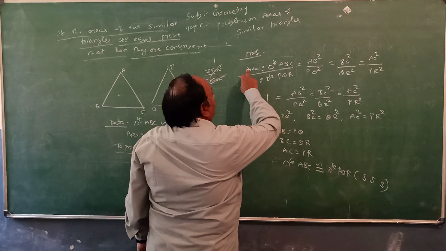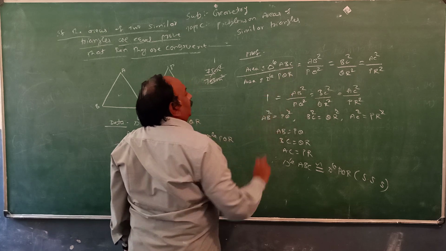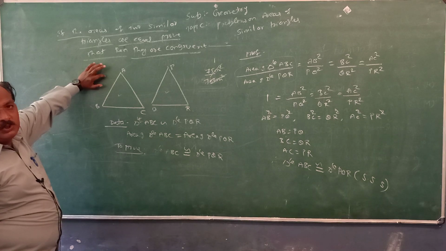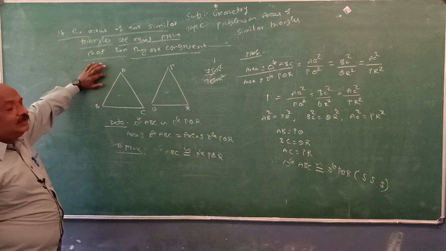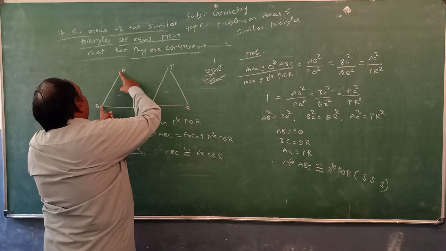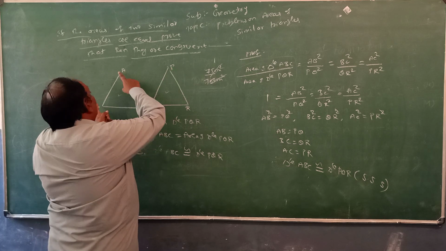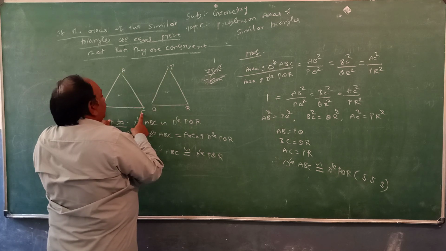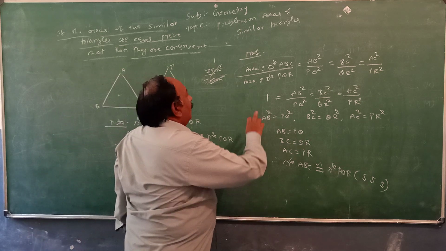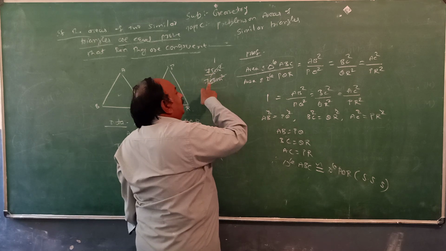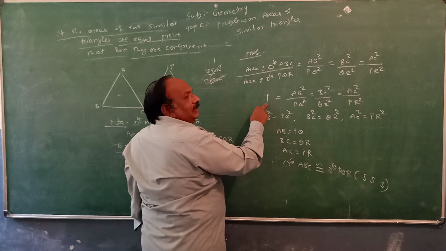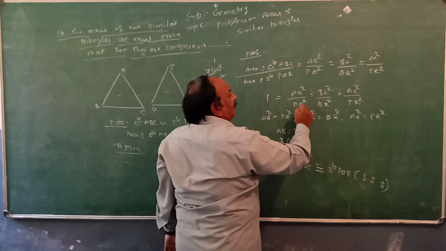Proof: apply the theorem. Area of triangle ABC by area of triangle PQR. The areas of similar triangles are proportional to the squares of their corresponding sides. Therefore, AB square divided by PQ square; corresponding side AB, corresponding side PQ. AB square by PQ square, BC square by QR square, AC square by PR square. The areas are equal. If it is 75, this is also 75. These two cancel. What do we get? 1. How do we get 1? Do you know?